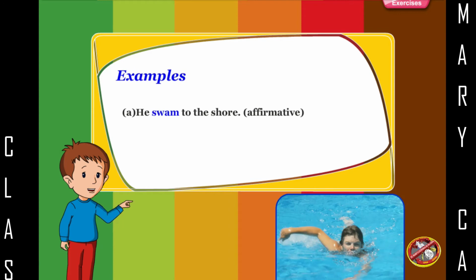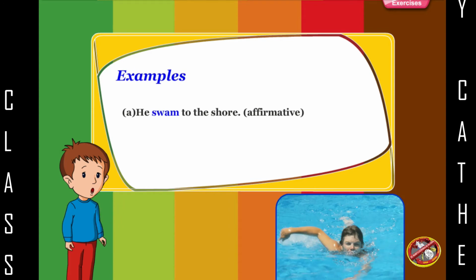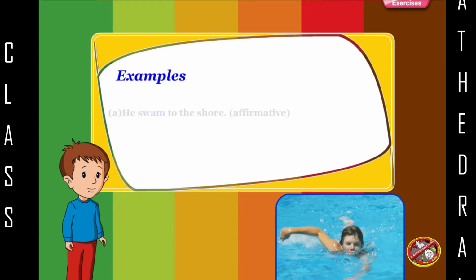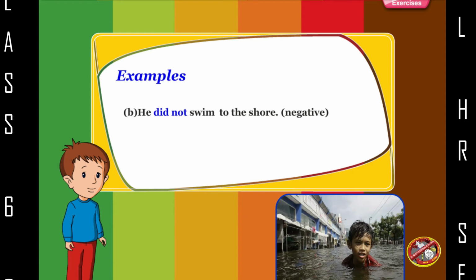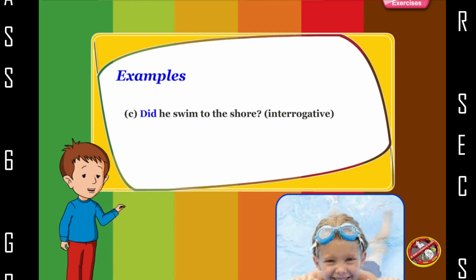Examples. He swam to the shore. Affirmative. He did not swim to the shore. Negative. Did he swim to the shore? Interrogative.